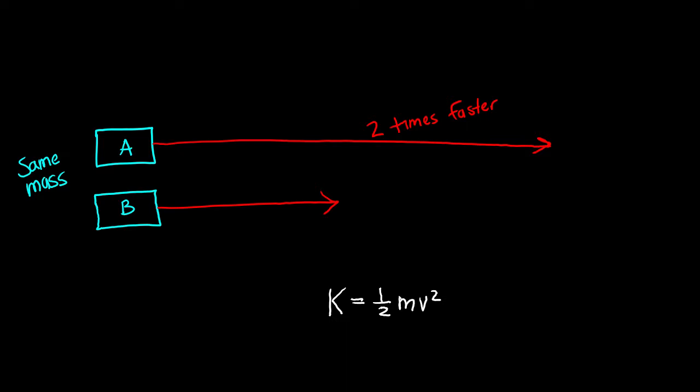In another situation, you have two masses. Both have the same mass, but object A is moving twice as fast as object B. Although they have the same mass, the difference here is the velocity, or the speed. If A is moving twice as fast as B, it'll actually have 4 times the kinetic energy. With real numbers, it might be easier to understand.